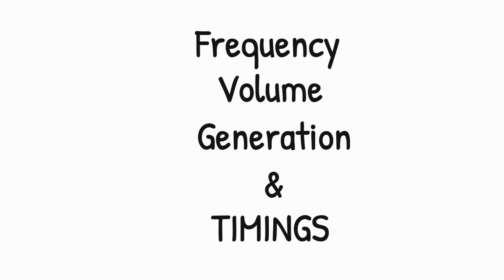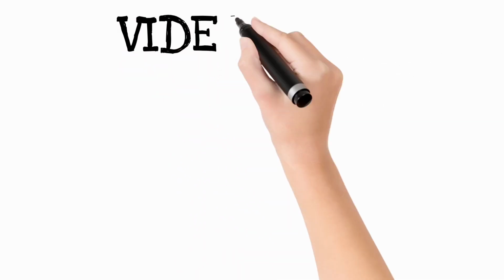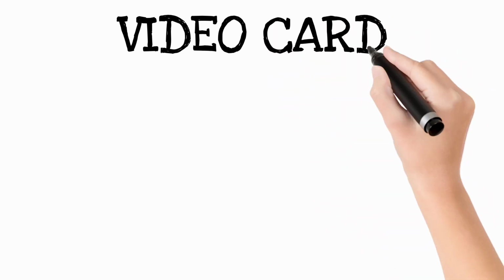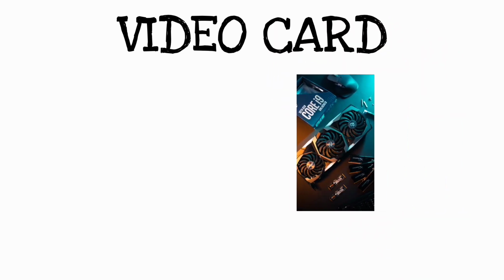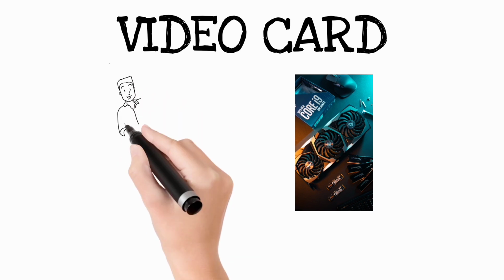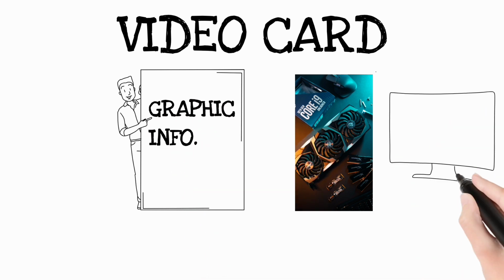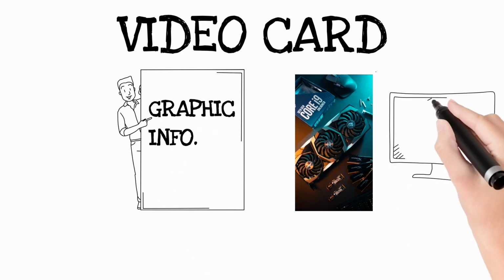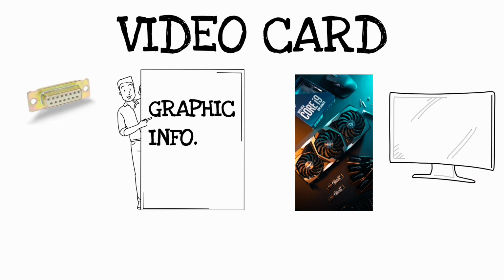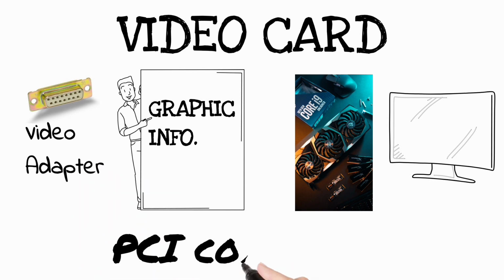Video card. The structure of a personal computer in the modern world necessarily assumes the availability of a video card. In simple terms, this device prepares and generates graphic information, which is subsequently displayed on the screen. The video adapter can be integrated into the computer's motherboard or connected to the PCIe connector.